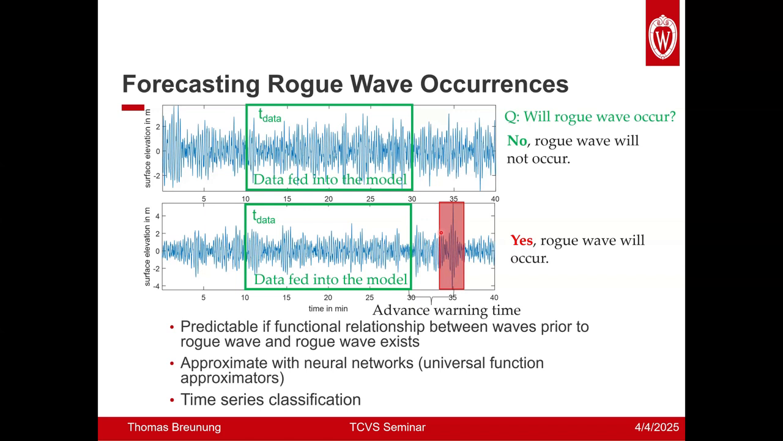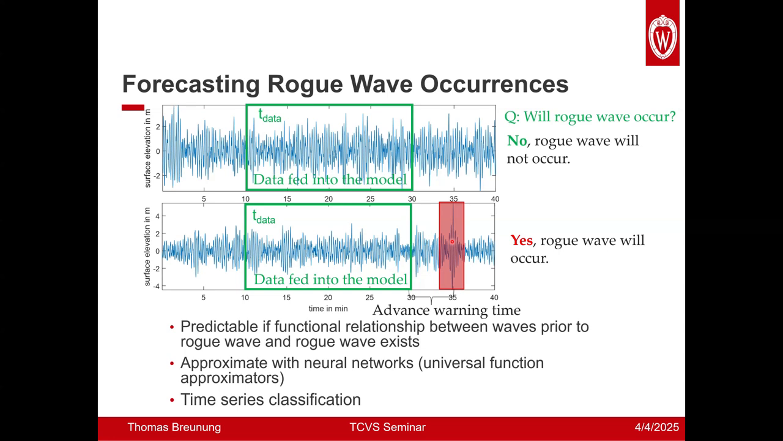Whereas down here, we see a large rogue wave at about 35 minutes. In this setting, the answer should be yes, a rogue wave will occur. And so if rogue waves are predictable, there should be some sort of functional relationship between the wave pattern happening before the rogue wave event and the rogue wave event. And if this functional relationship exists, we can approximate it with a neural network, which is a universal function approximator.